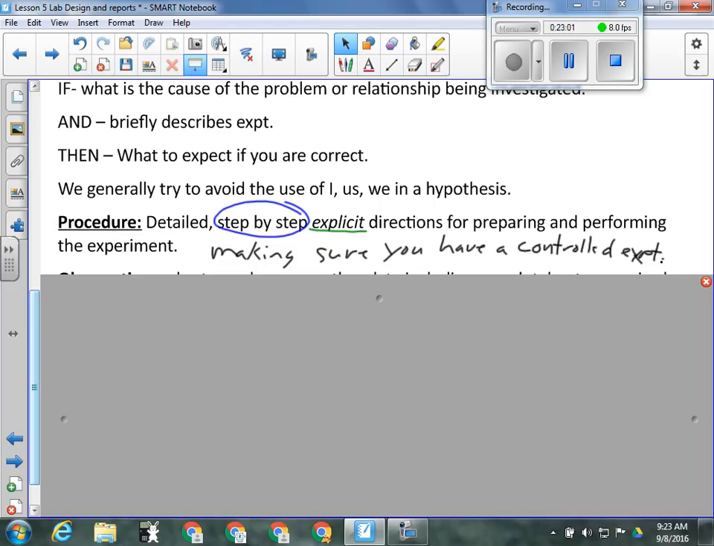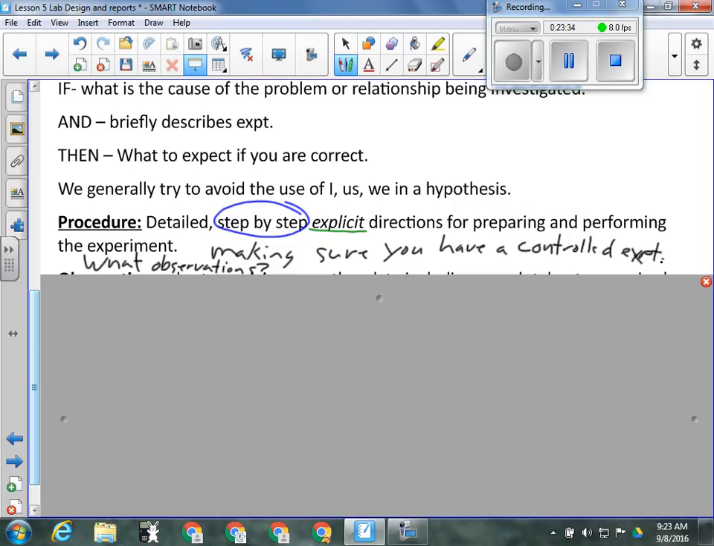Okay, but like I say, for most of the experiments that you guys do, I'll already have a 1, 2, 3, 4, 5 cookbook set of instructions that you can follow. Okay? Other things that need to be in your procedure, okay, it says preparing and performing, but you should also tell people what kind of observations they should be making. Okay? What kind of things should you be measuring, recording, making note of in some way?